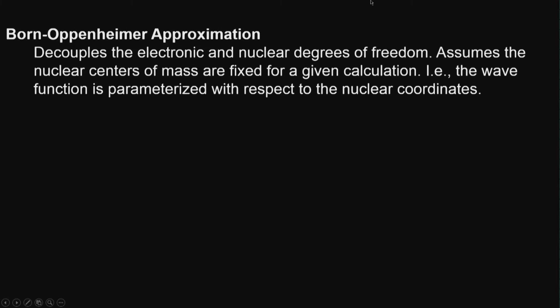We looked at some approximations. One, the most important, is the Born-Oppenheimer approximation. What it does is it reduces the degrees of freedom and decouples the electron and nuclear degrees of freedom. This approximation assumes that the nucleus is fixed. So, we have only degrees of freedom for the electrons.